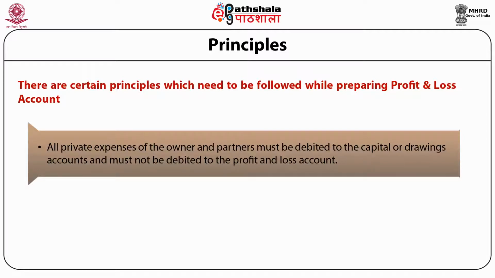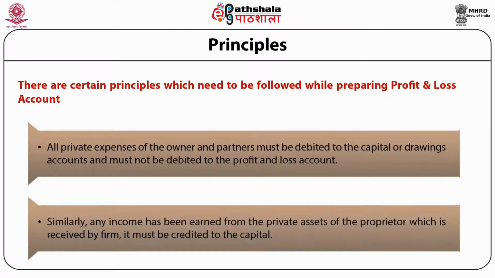According to this principle, the expenses which are of personal nature or the private expenses of owner or partner should not be disclosed in profit and loss account. These should not be taken in profit and loss account, and these should be shown in capital account or drawing account. Similarly, any income earned from the private asset of the proprietor which is received by the firm must be credited to the capital account and should not be disclosed in profit and loss account of the firm.